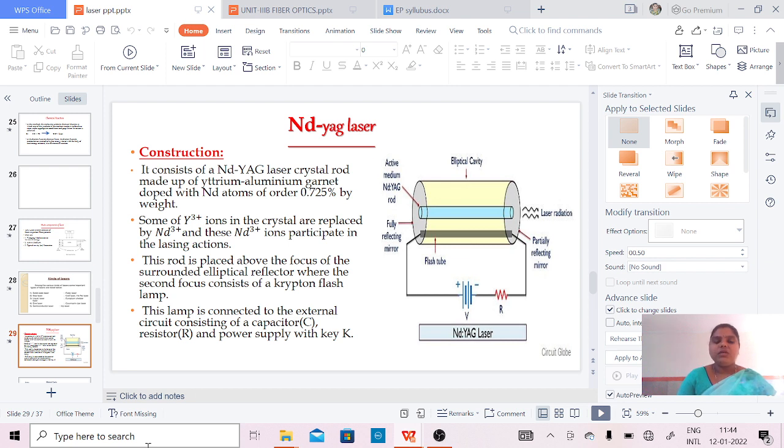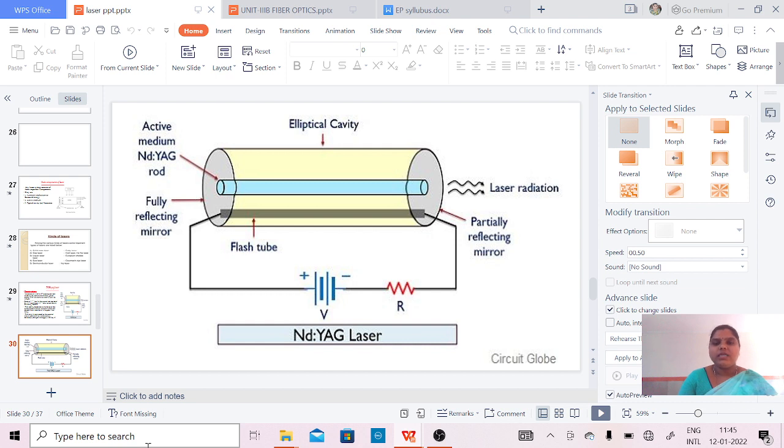This rod is placed at one focus of the surrounding elliptical reflector, where the second focus consists of a krypton flash lamp. At the bottom we are using a flash tube, here a krypton flash tube. This lamp is connected to an external circuit consisting of a capacitor C, a resistor R, and a power supply with a key K.